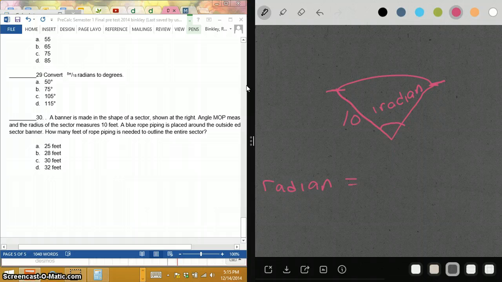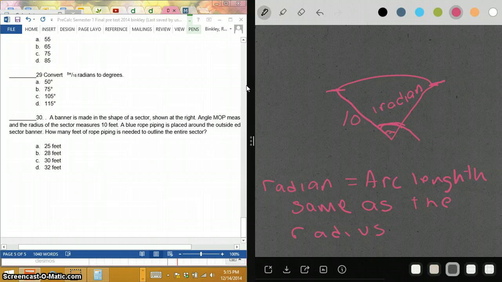was that the angle or the arc length was the same as the radius, right? So if theta is 1 radian, if this angle right here is 1 radian, that means that all of the sides are the same. So 10, 10, and 10, which means that the perimeter, which I think is what it's looking for, how many feet of rope piping need to outline the entire sector, is just going to be 10 plus 10 plus 10, which is 30, which is C. So 30 equals C.